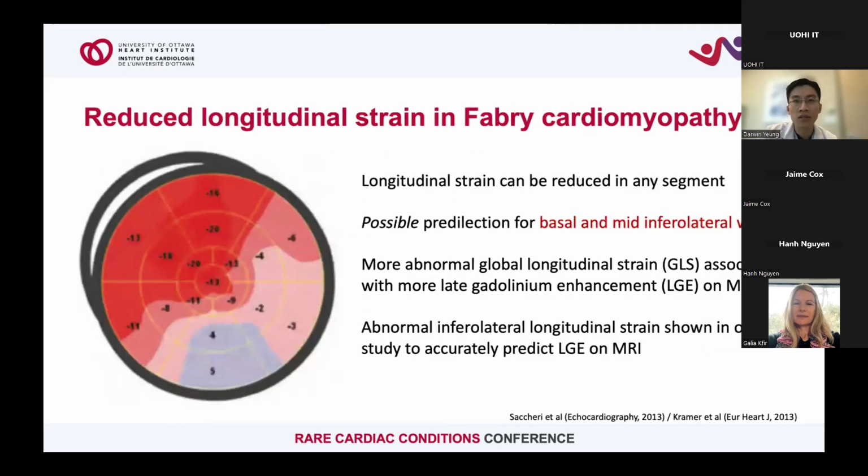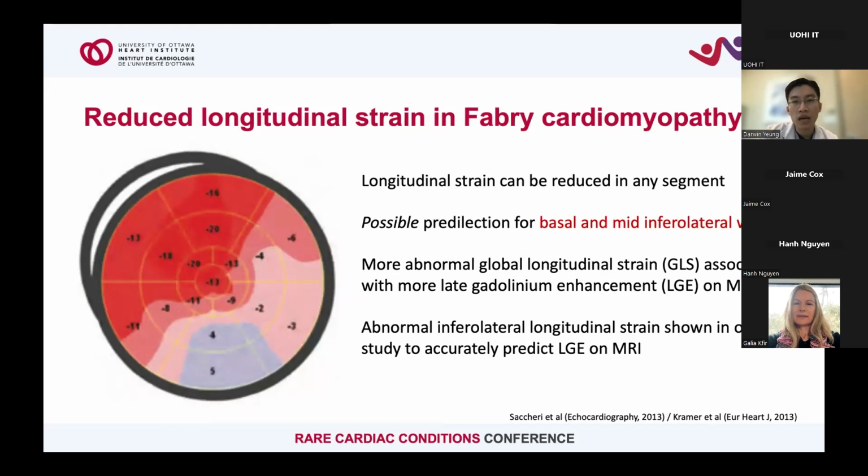Longitudinal strain imaging is a more novel advanced echo technique that we're more commonly using to detect subclinical LV dysfunction. And in patients with Fabry disease, longitudinal strain can be reduced in any segment. There is, as we had previously mentioned, a possible predilection for the basal and mid-inferolateral wall. The exact cause for this preference is not clear, but again, is a pattern that we are frequently seeing.